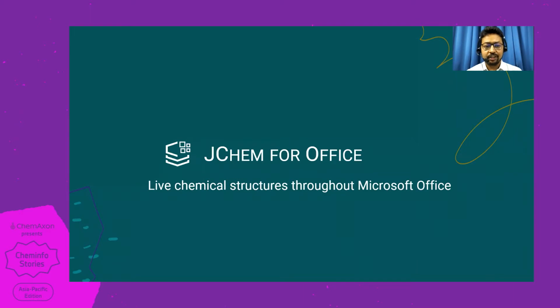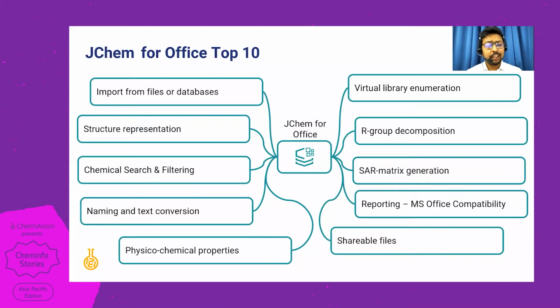JKM for Office, as the name suggests, enables live chemical structures throughout Microsoft Office, be it Word, Excel, PowerPoint, or even Outlook. There are a lot of features offered by JKM for Office. Here we have tried to list the top 10 features that are very popular among our users. You can do R group decomposition, SAR matrix generation, chemical search and filtering, and physicochemical property prediction.